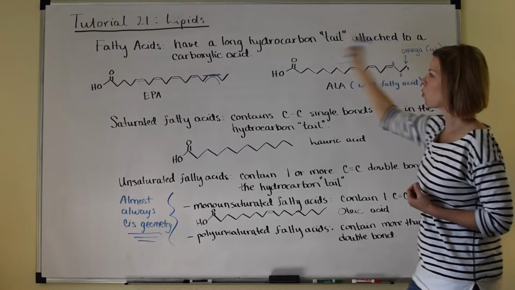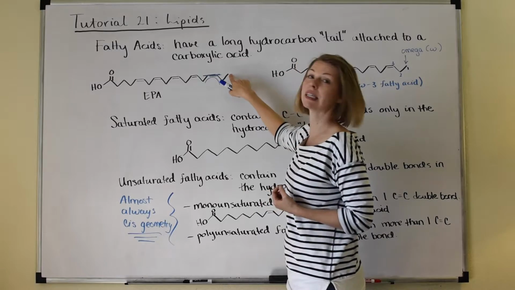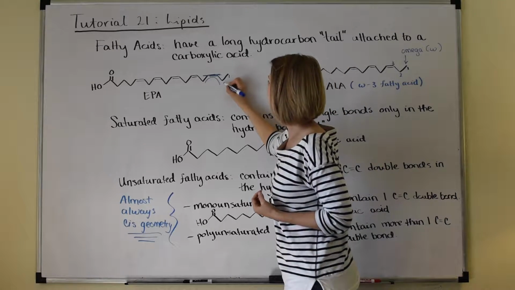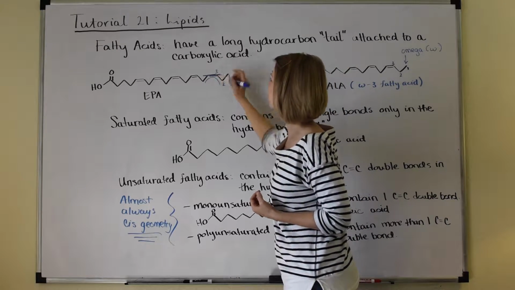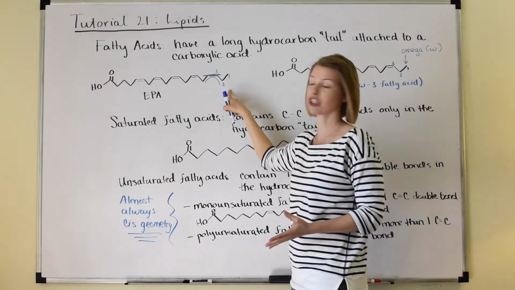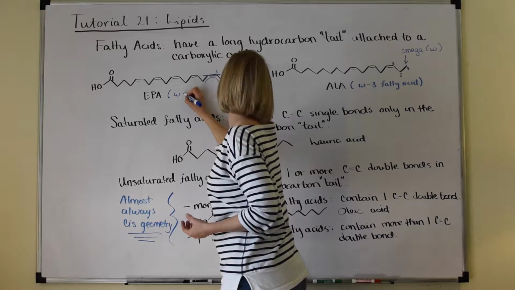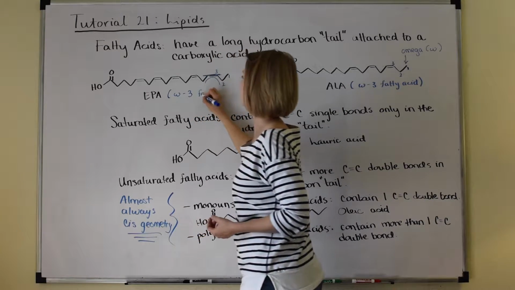Okay. What about the EPA? Same thing. Here's our omega position. 1, 2, 3 positions from omega. That's where our unsaturation starts. So EPA is also an omega-3 fatty acid.